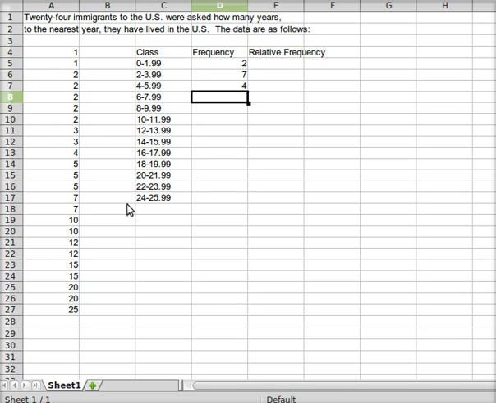Next, in the range from 6 to 7.99, we would have just these two 7s right here. So that would be a 2. Next, from 8 to 9.99, there's 0 in that category. Next, 10 to 11.99. So that would be 1, 2. We got 2 in that category. 12 to 13.99. That's 2.